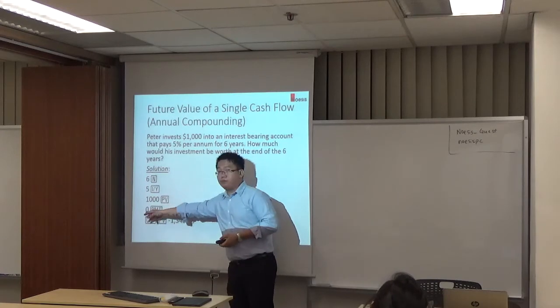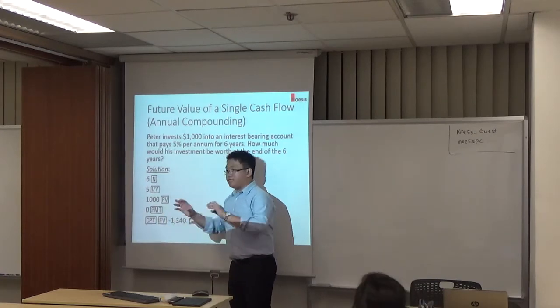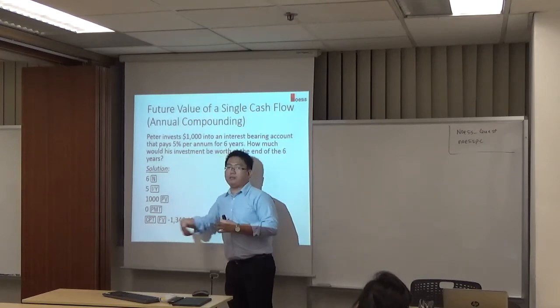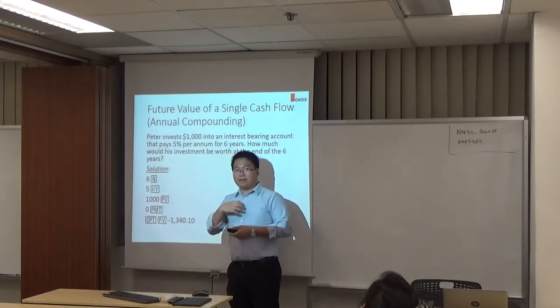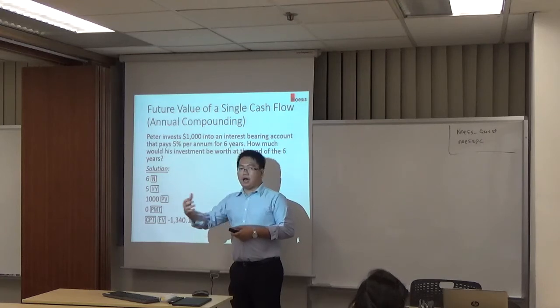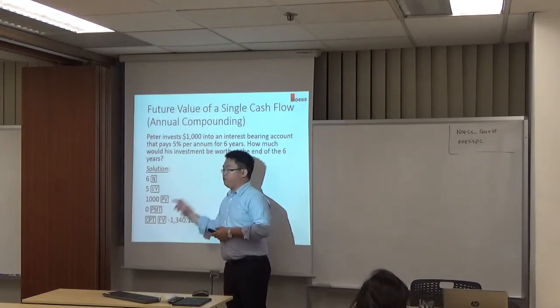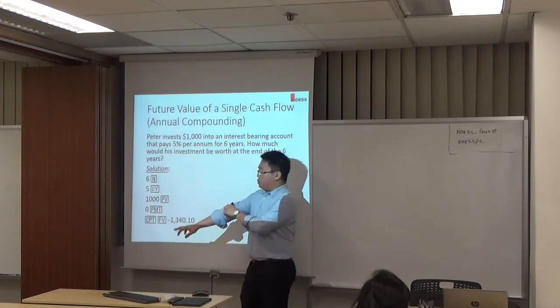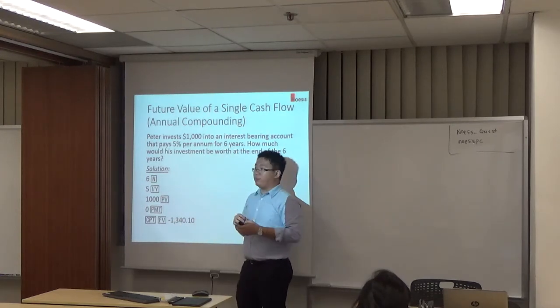That's 0. And then lastly, to get the future value, you will need to press CPT. CPT stands for compute. So you are basically telling the calculator, I want you to compute the future value. That's it. Press compute future value. Then you will get 1340.1.